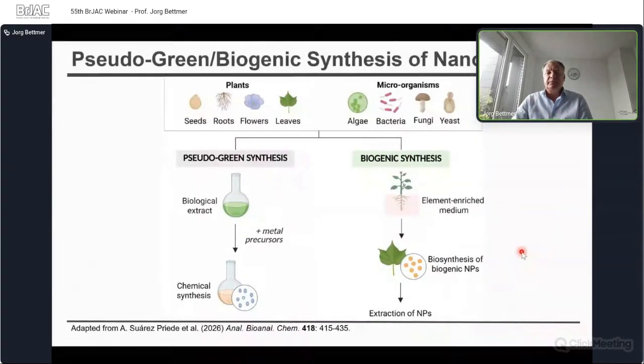performed within the organisms. The main problem is, and most people are using this approach because it's much easier, because you have, let's say, an aqueous phase of this biological extract, and as a result of this synthesis, you will have a suspension of the nanomaterials within a liquid phase. However, in biogenic synthesis, you have the entire microorganism, and you need to find a way to extract these nanoparticles from the organism itself. And for this, I will give you a few examples later on.